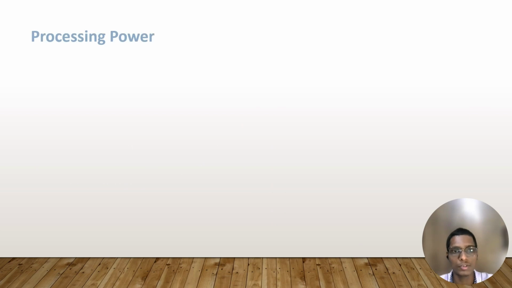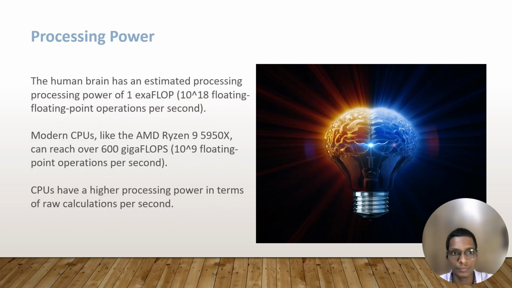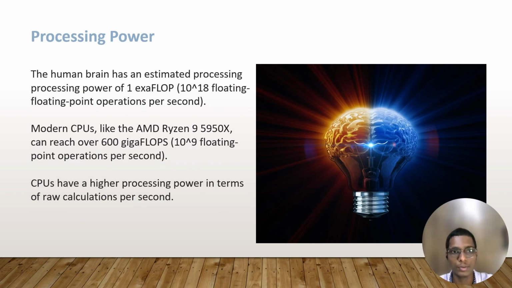Now, let us look at the processing power of both the human brain and the CPU of a computer. The human brain has an estimated processing power of 1 exaflop, that is 10 to the power of 18 floating point operations per second. Floating point operation means a method of encoding real numbers within limits. Modern CPUs like the AMD Ryzen 9 and Intel can reach over 600 gigaflops, that is 10 to the power of 9 floating point operations per second. CPUs have a higher processing power when compared to the human brain.